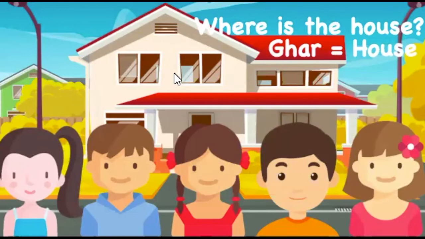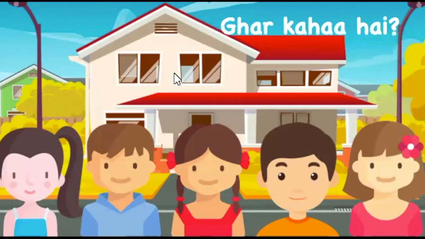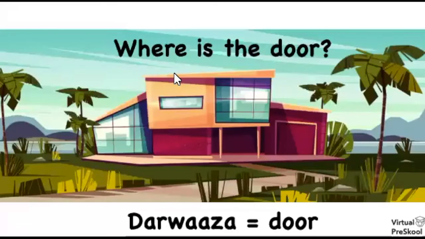So how would you say where is the house in Hindi? Put the whole sentence together. We say ghar kahaan hai? All right, let's do another one.